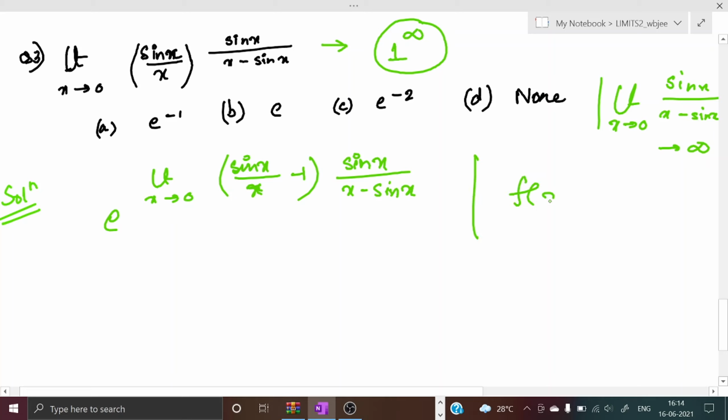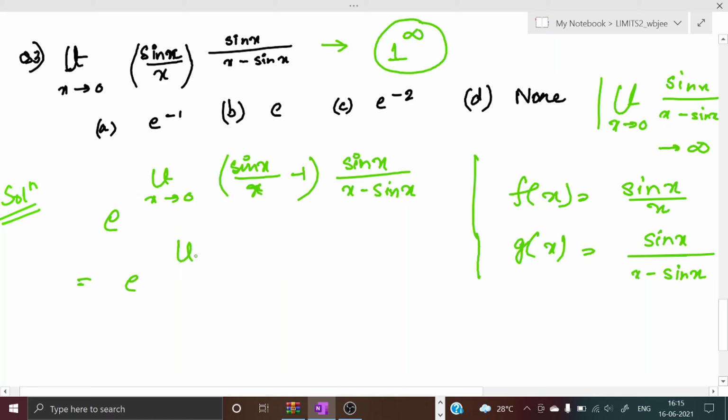So here f of x is equal to sin x by x, and g of x equals sin x by x minus sin x. Okay. So f of x minus 1 into g of x. Now you can see that this term actually gets cancelled.